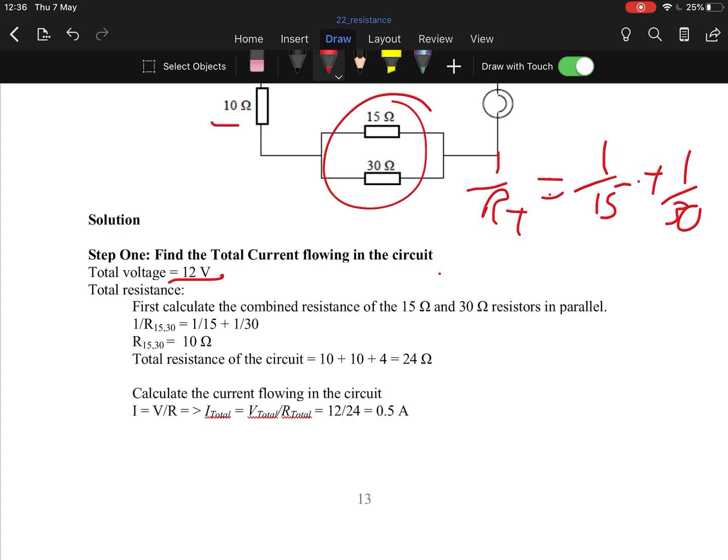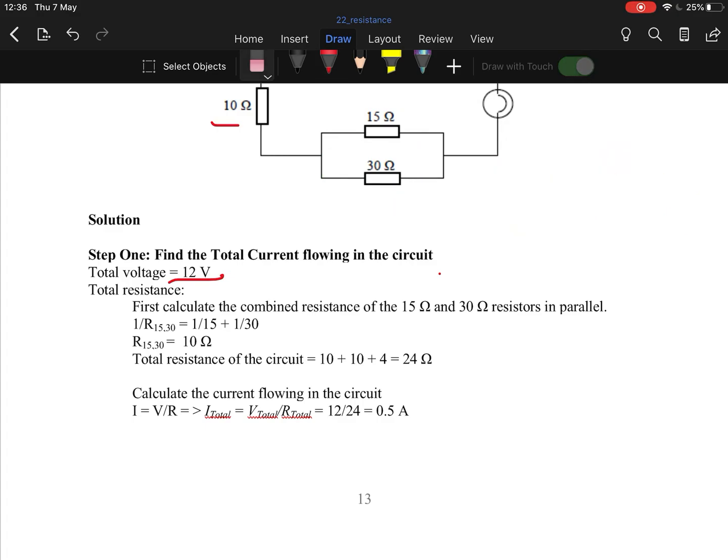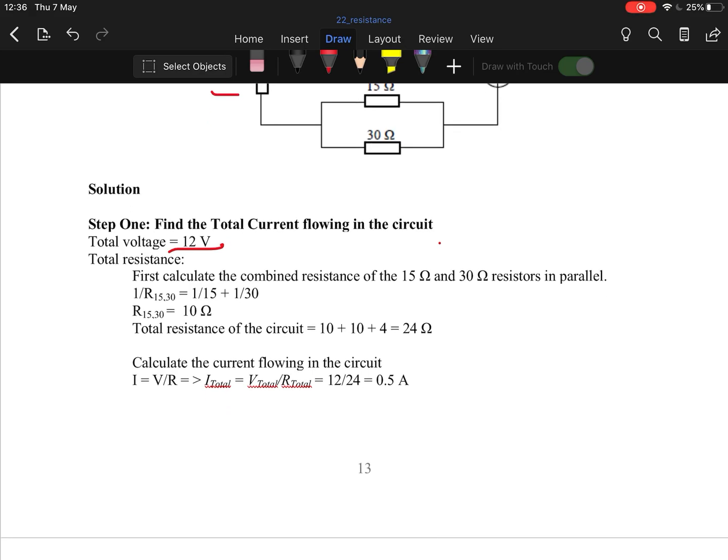So you have to find that first. That's what they did, and they found it to be 10 ohms. Do not get trigger happy and say, well, if we invert all of them, we'll have R equals 15 plus 30. Don't do that. 1 over 15 plus 1 over 30, then invert. That gives you an answer of 10 inverted.